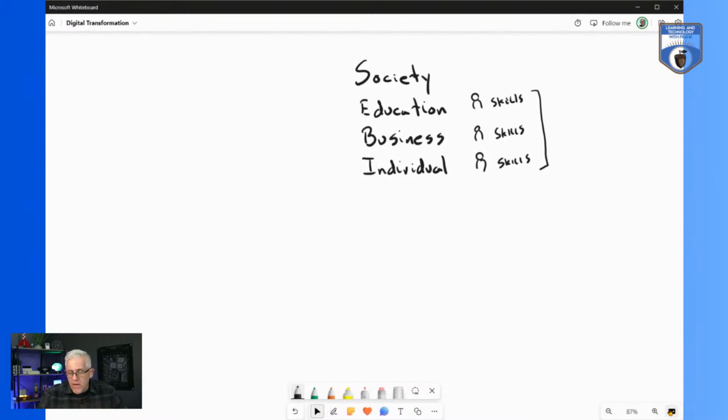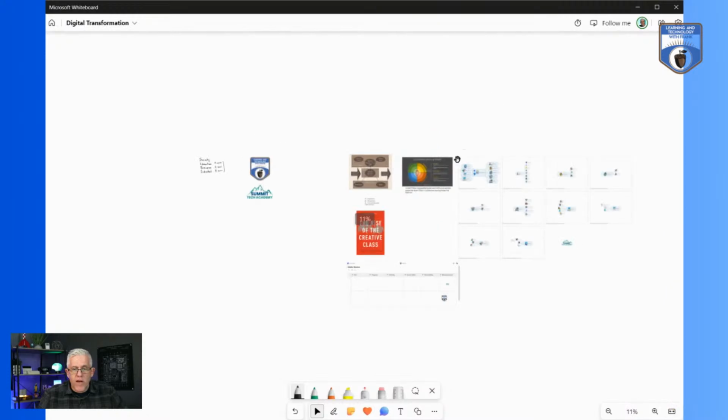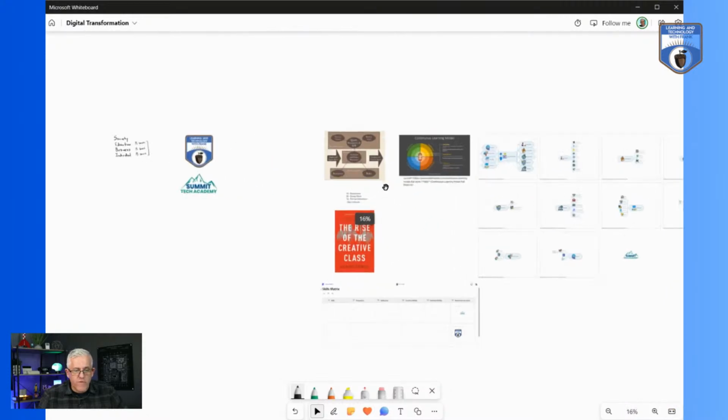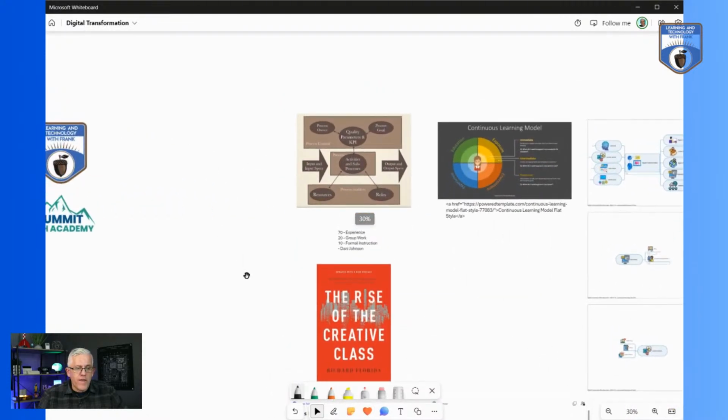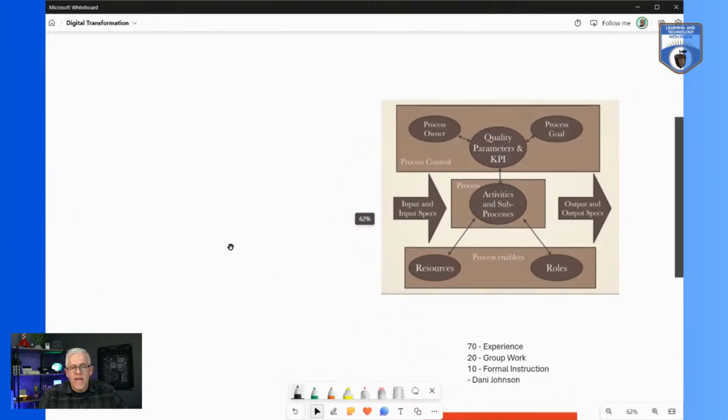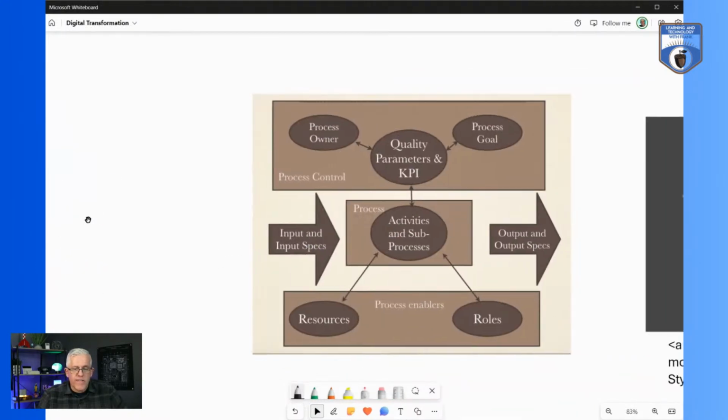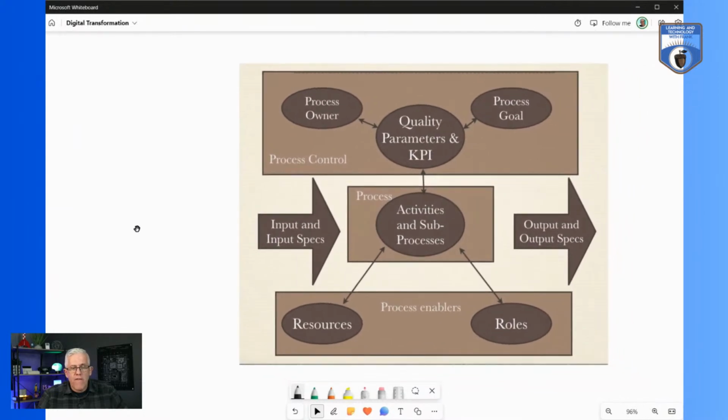So let me show you a little bit of what I'm talking about here when we talk about digital transformation. First of all, the thing that we have to look at is that in any organization, any business, we have processes. So we have different processes that we use in order to accomplish any type of objective.